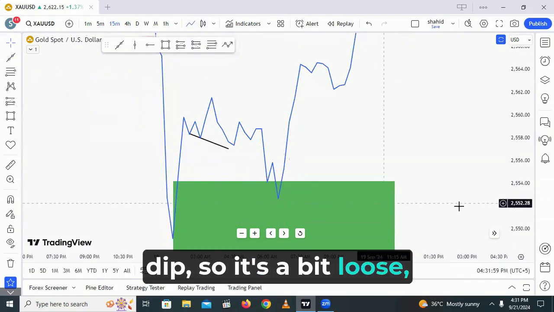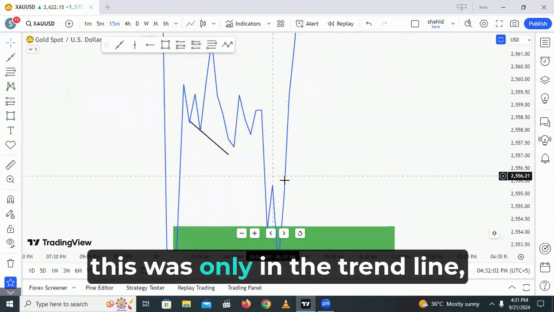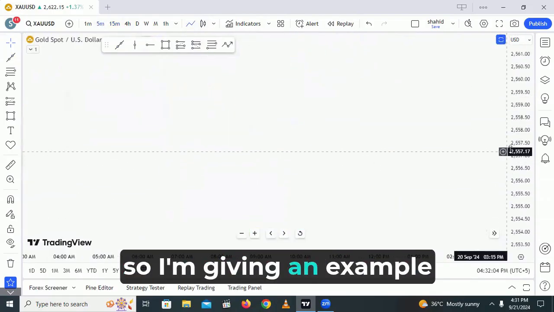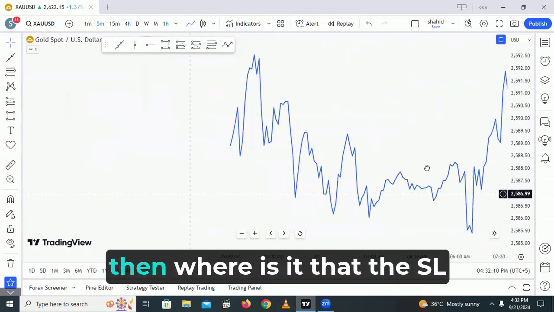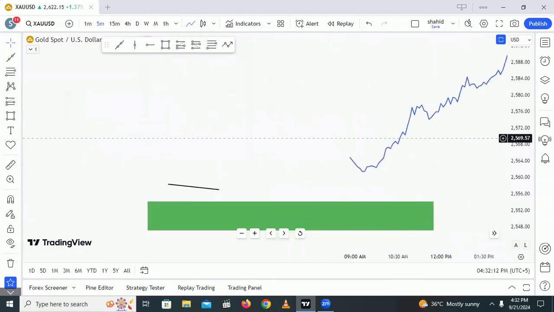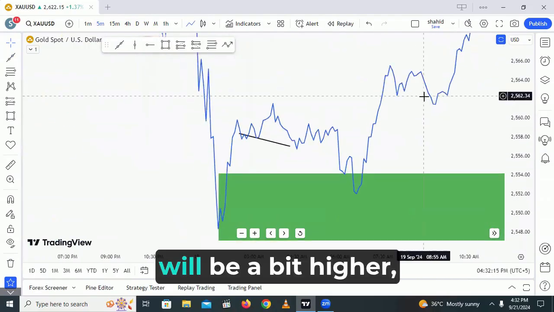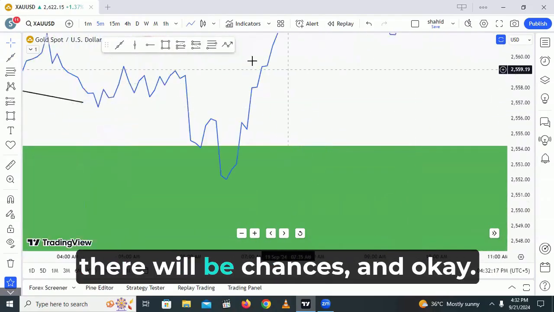So it's a bit loose, a bit loose. All right, this was only in the trend line. So I'm giving an example of confirmation. If you want to manually cut the trend line in between, then where is it that the SL will be a bit higher? There will be chances, and okay.